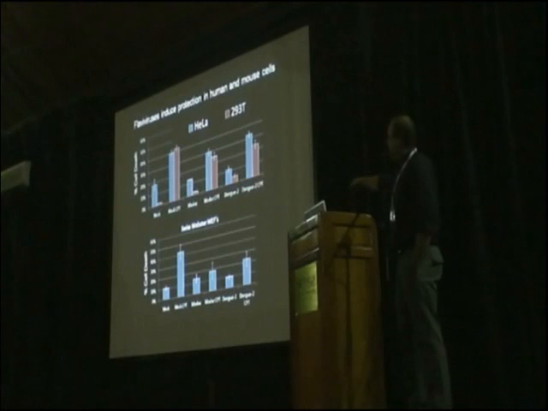And just to back up our data, we also did primary Swiss-Webster MEFs straight from the mice. And again, we see similar levels of protection. About 15 to 30% is usually what we wind up seeing.